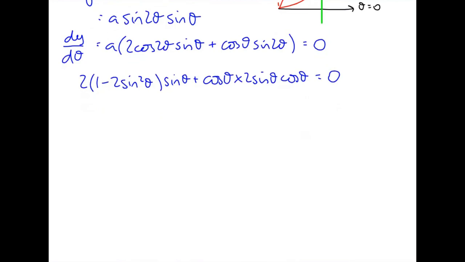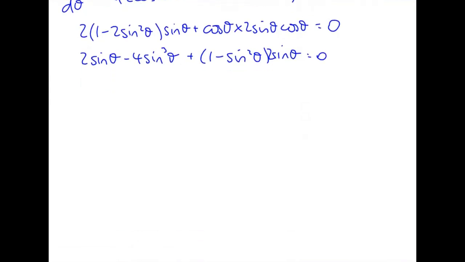I'm going to expand out this bit here. So I've got 2 sine theta times 1 and minus 4 sine cubed theta from that. I've got cos theta times cos theta, which is cos squared theta, which I'm going to swap for 1 minus sine squared theta. Equals 0. And again, expanding that out, sine theta minus 2 sine cubed theta. You've got to be really careful with this stuff because it's really easy to make mistakes.